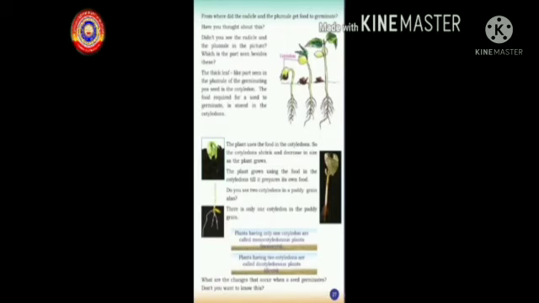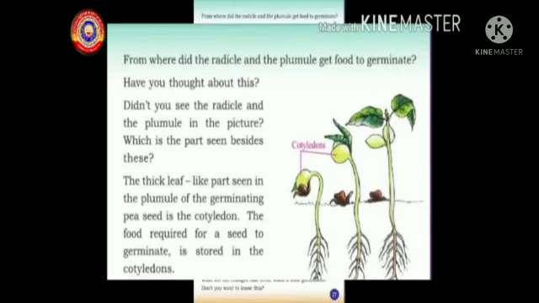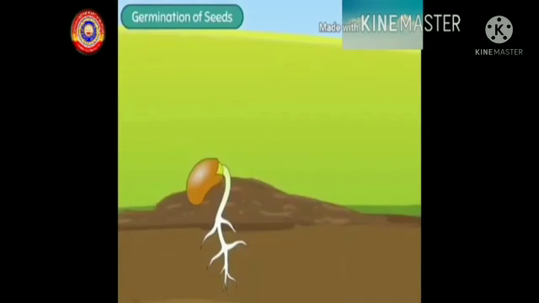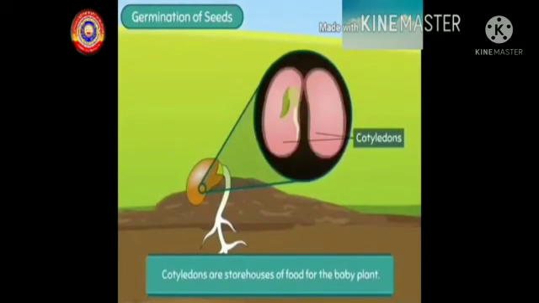From where did the radicle and plumule get food to germinate? Have you ever thought about that? Do you see the thick leaf-like part seen just below the leaves in this picture? This is called cotyledons. What? Cotyledons. Cotyledons are the storehouse of food for the baby plant.